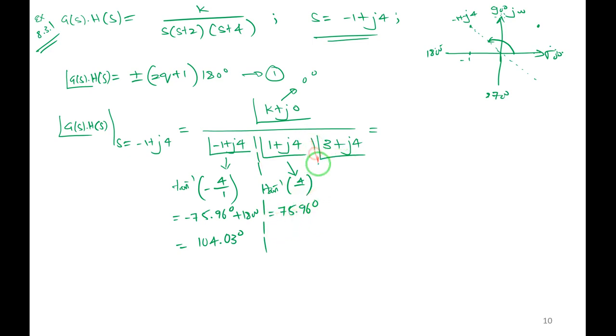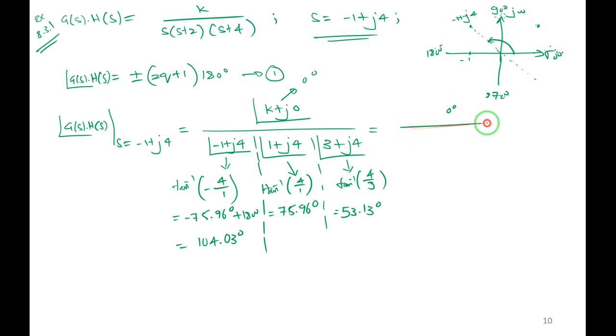Next, we will calculate this angle. Third one. So 3 plus j4, once again it lies between 0 to 90 degree. Let us calculate this. Tan inverse of y by x, right? So tan inverse of 4 by 3. So I am getting 53.13 degree. So it is between 0 to 90. It is correct, right? So we will write all the angles.